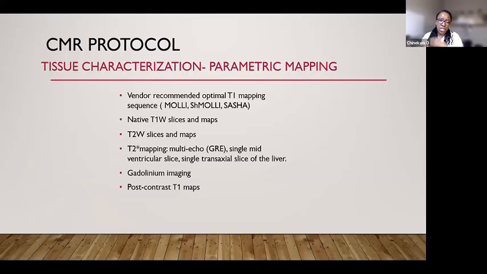Now, one of the questions that came through from prior sessions was, at what time do we do late gadolinium imaging? Basically, the physics will allow you to do it anytime between 10 minutes after infusion to 20 minutes. It really shouldn't be earlier than 10 minutes because it's not late enough to ensure that healthy myocardium has washed out, and it really should not be later than 20 minutes.